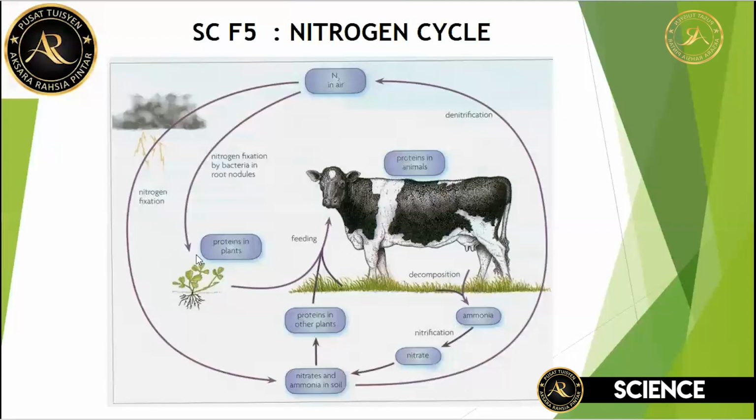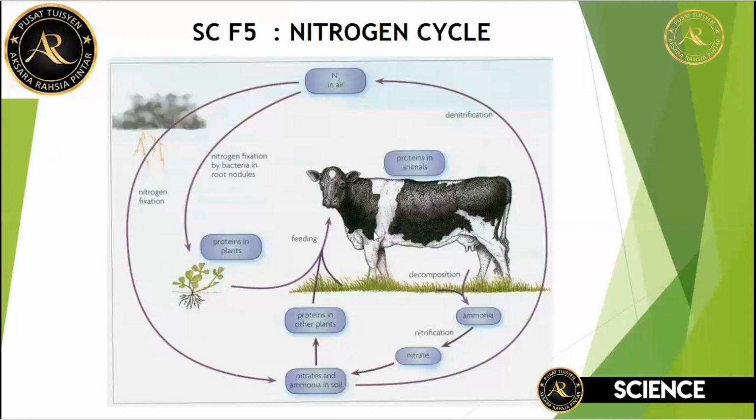Okay, once the plant acquires the nitrate, it will form protein. Now, as other organisms consume the plant, you can see the process of feeding. When they consume it, the protein will be transferred to the animal. Now, as they consume, obviously they will form what we call waste product.